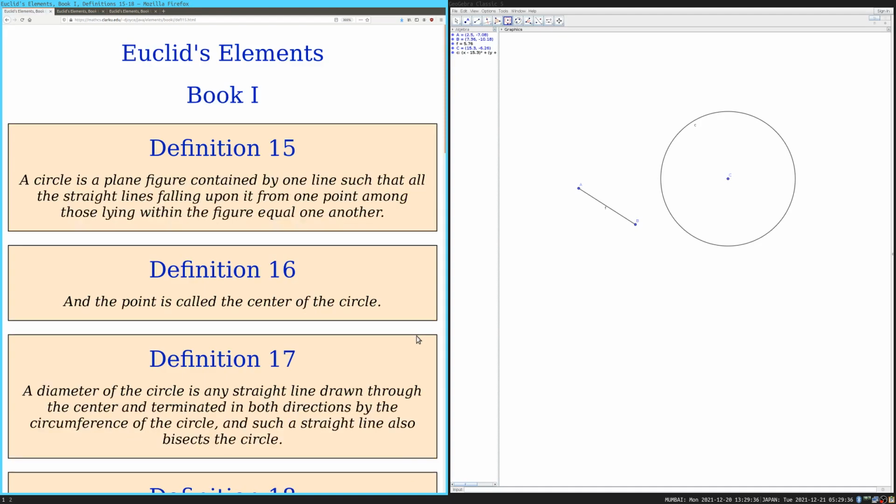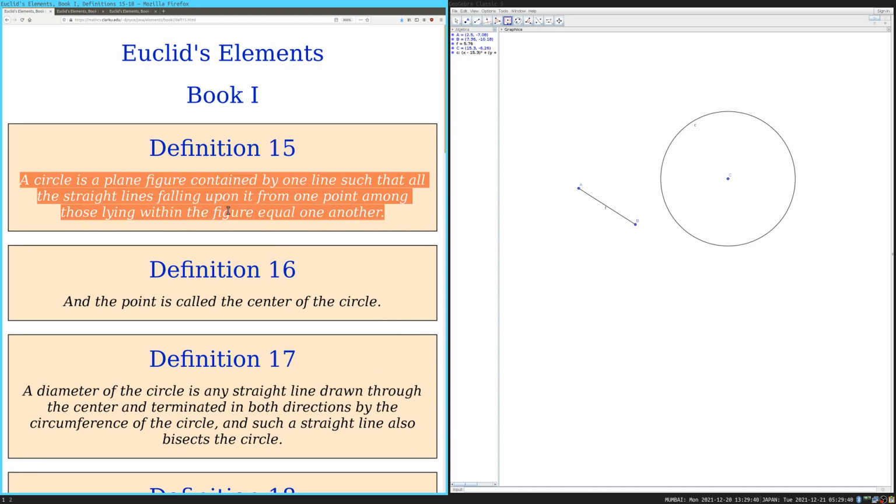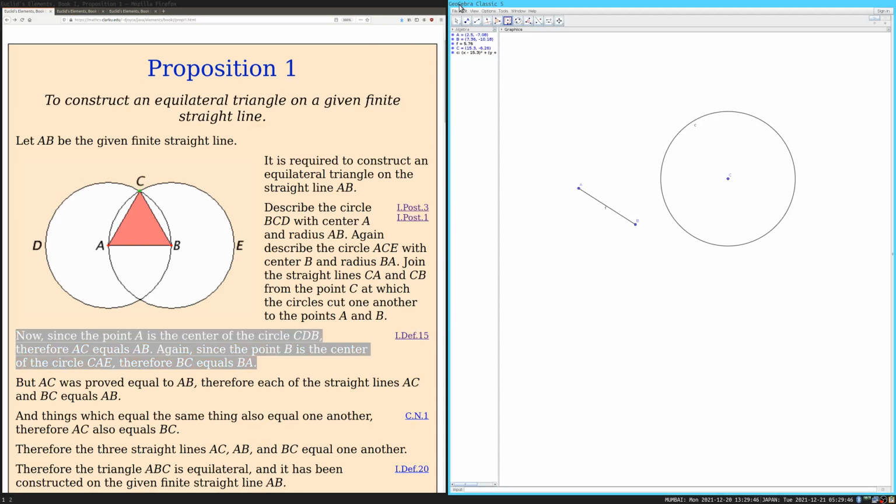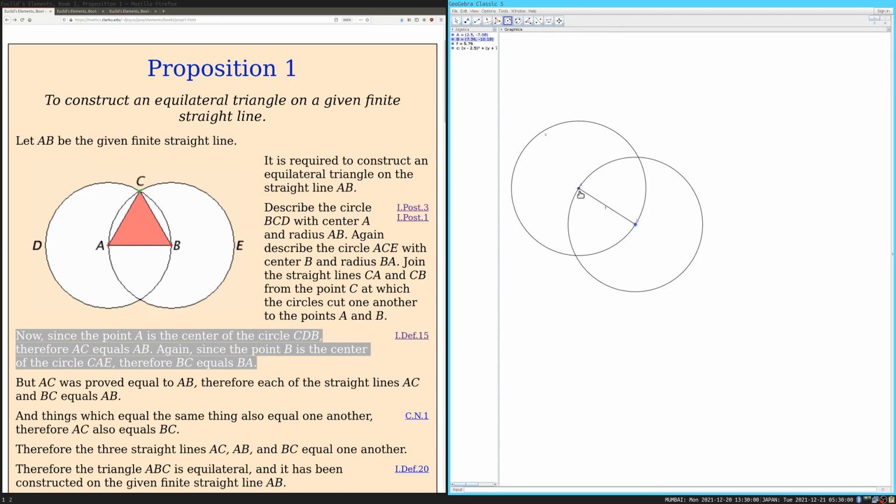So this is the definition of a circle. Right, so he's using the definition of a circle here. So let me undo. His idea, his point. Let me make the construction again. Okay, and I'm going to use a normal circle tool. Let me do the construction again.